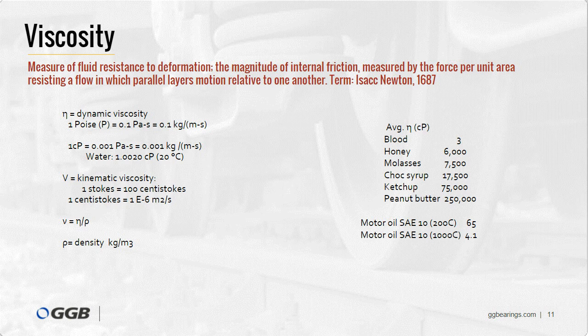Well, we've got several important terms within this. You've got dynamic viscosity, and we talk about dynamic viscosity in terms of poise, which is Pascal seconds, or more commonly people talk about it as centipoise. And you can see there the conversion from poise to centipoise. And water has a viscosity of just about 1 on the centipoise scale at room temperature.